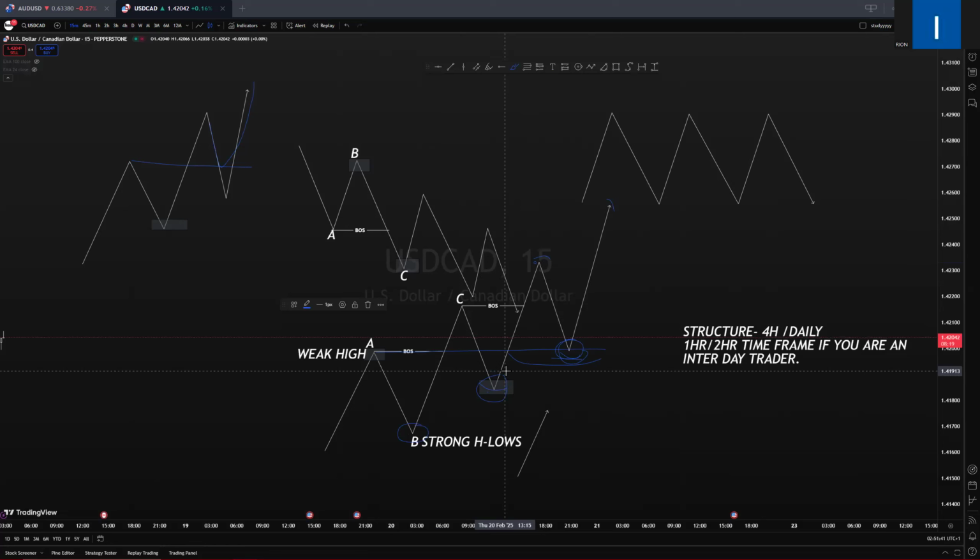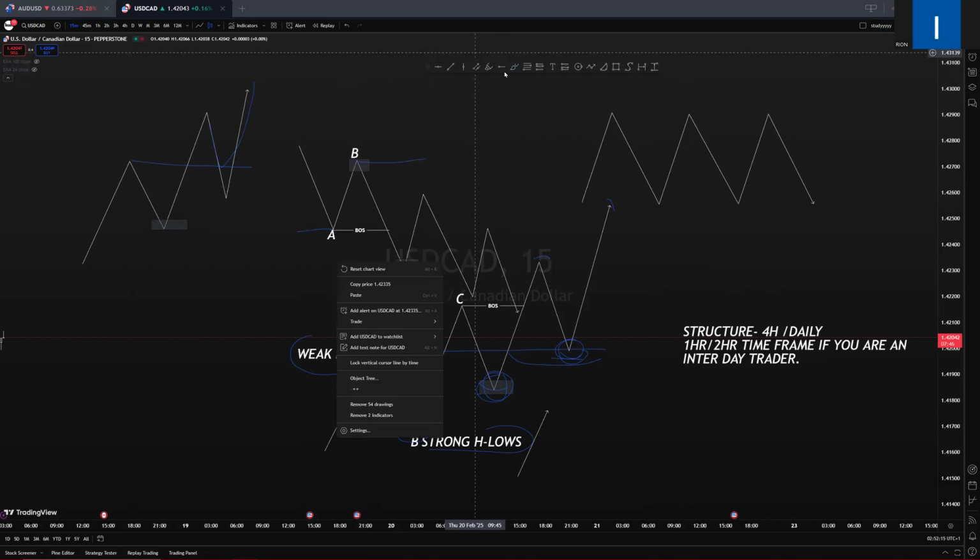Okay. So the most important thing for you in studying structure is to identify that a valid pullback has happened, and not just a valid pullback that has happened, but a pullback that has failed to break the previous swing low or the previous strong low. Remember, we said strong lows, because we call them strong lows because they are responsible for taking out weak highs. So similarly, in a bearish market, this would be strong highs. Okay, this would be our strong highs here, and this would be our strong lows here. Let me just type that in quickly.